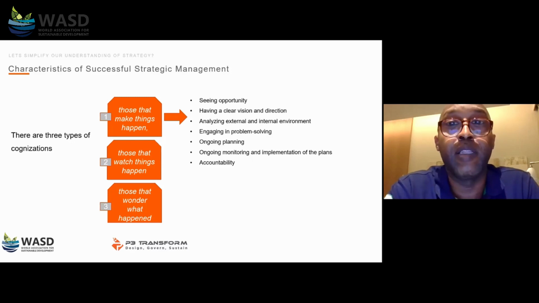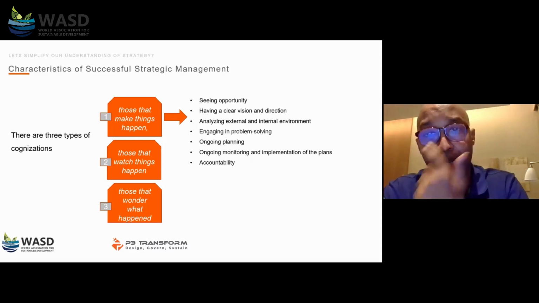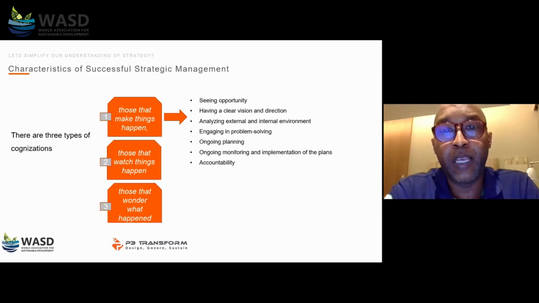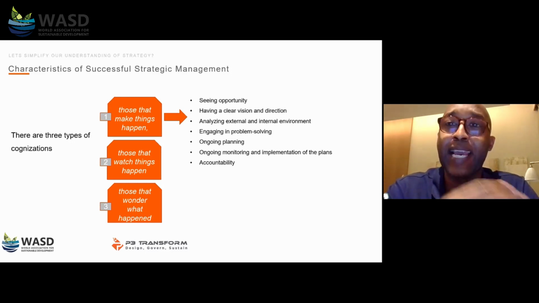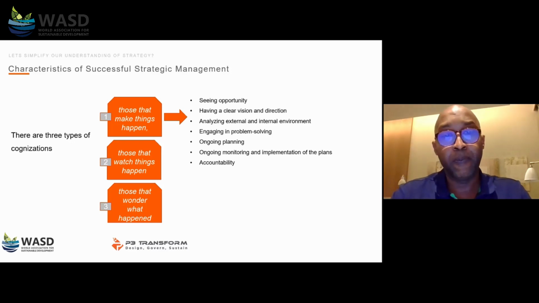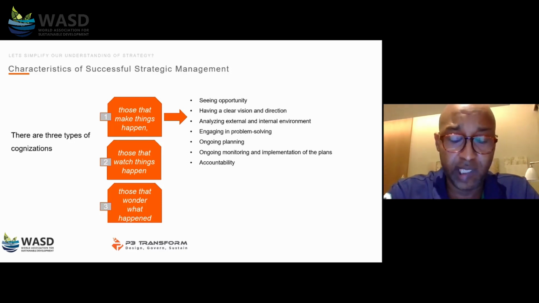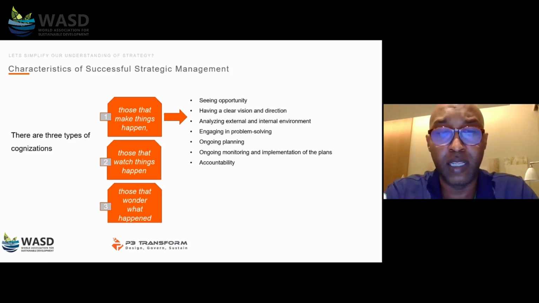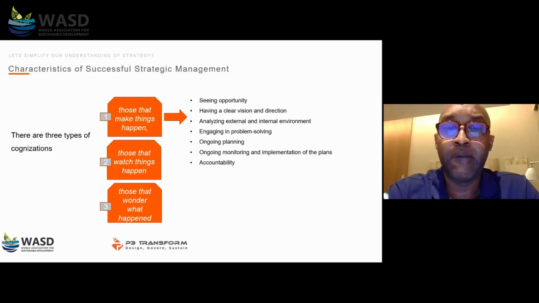So to make things happen, there are a few critical cultural and other attributes within the organization that need to be embedded. Obviously within the leadership, but also cascaded down to the various workforce. The ability to see opportunities is very, very critical. Then having clarity on the direction. You see this in many organizations, both in the West as well as in the developing world, where people just turn up to work every day and they just do things.